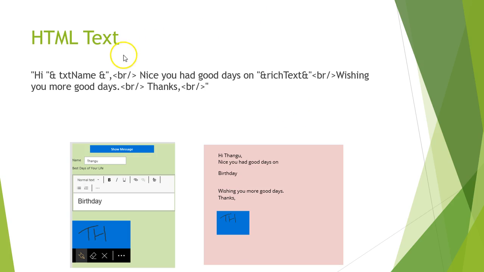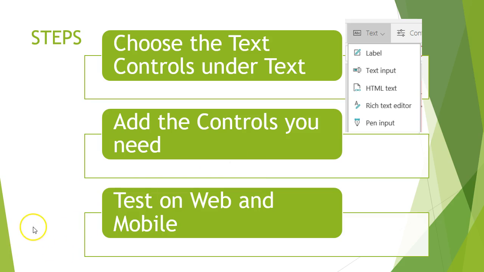We use the BR tag, showing the new line character, and then we'll display a nice message that you had good days, wishing you more good days, and the data from this rich text control box is displayed. So you will also learn how the data can be passed from one form to another using the navigate function. So let's go ahead and start off with the demo.